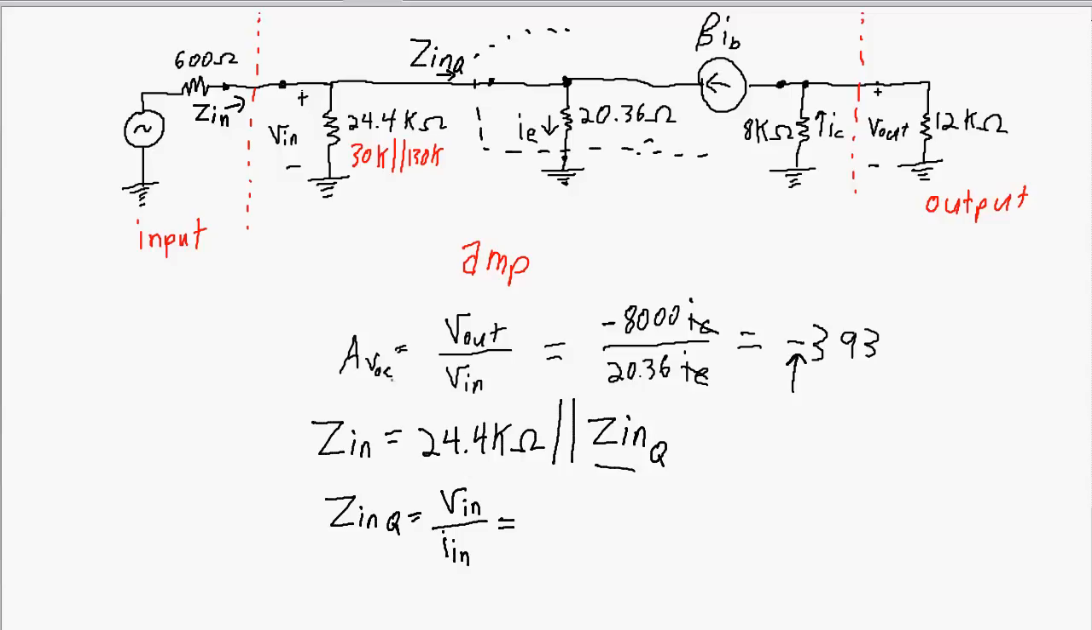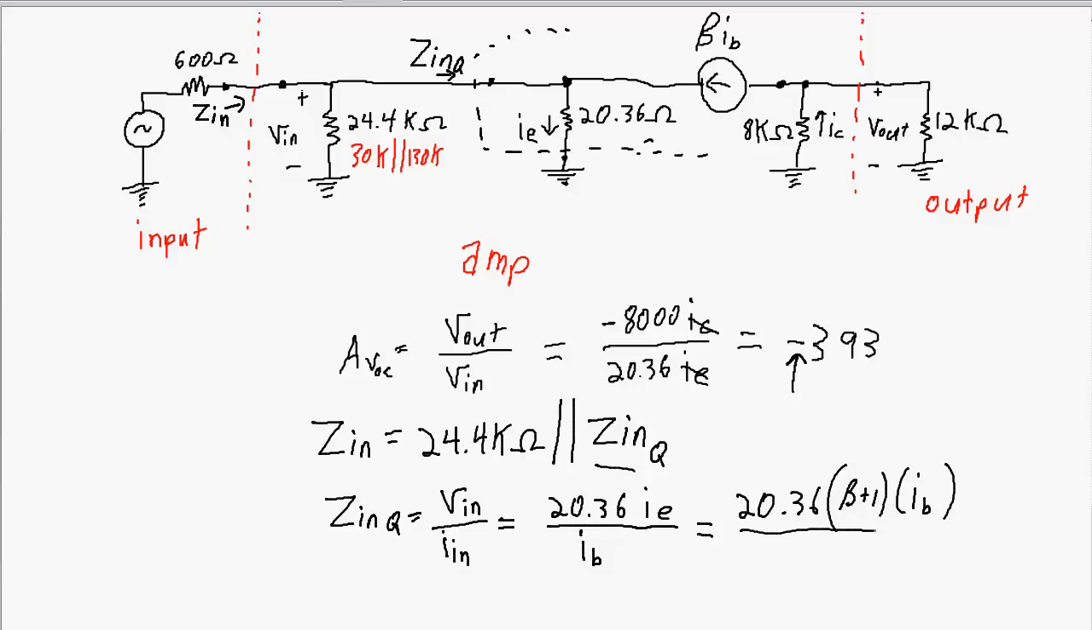So if we're looking back to our calculation for the voltage gain, our input voltage was 20.36 times IE, while our input current is the base current, so it's just IB, the current going into the base. Well, we know the relationship between the emitter current and the base current. The emitter current we can substitute with beta plus 1 times IB, all divided by IB. These base currents cancel out, and we get an input impedance that's going to be 20.36 times beta plus 1. And our beta was 150.